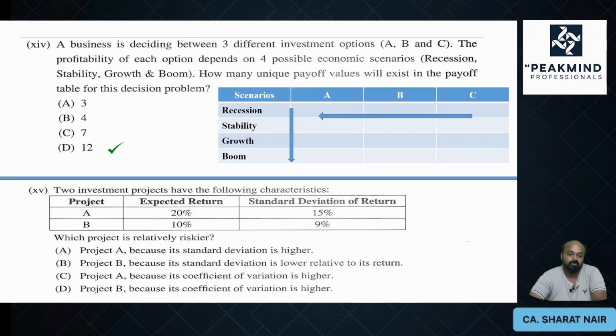Now, what is asked in the question? Which project is riskier? So first we need to find out the coefficient of variation. What is the formula for coefficient of variation? It is standard deviation divided by expected return. So for project A, it will be 0.75, and for project B, it will be 9 divided by 10, which is 0.9. So the project having the higher risk will be the one having the higher coefficient of variation. So the answer is project B. That is option D. So that's all the MCQs we need to discuss.